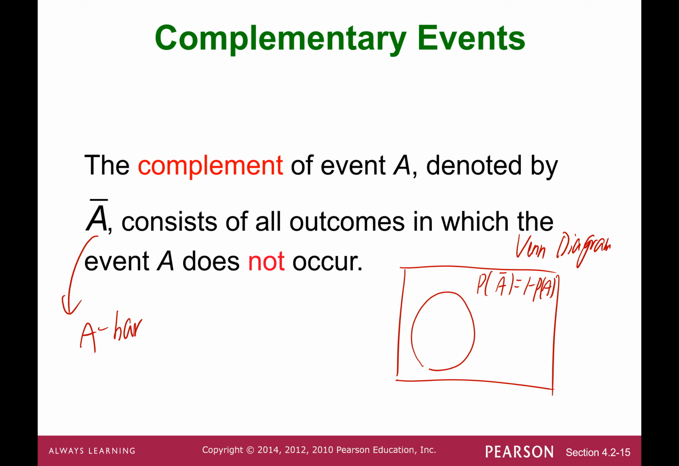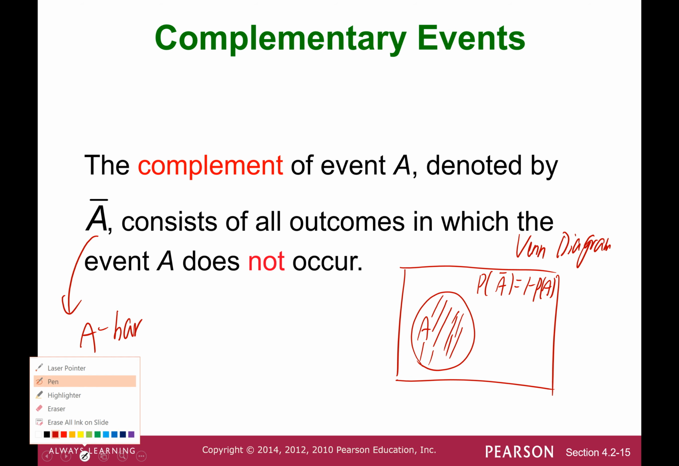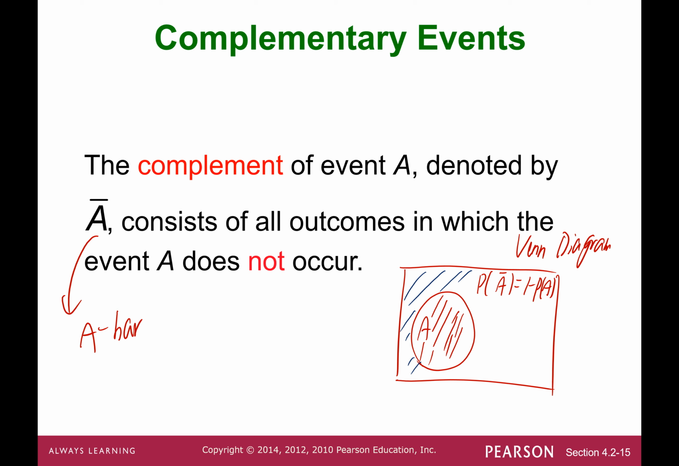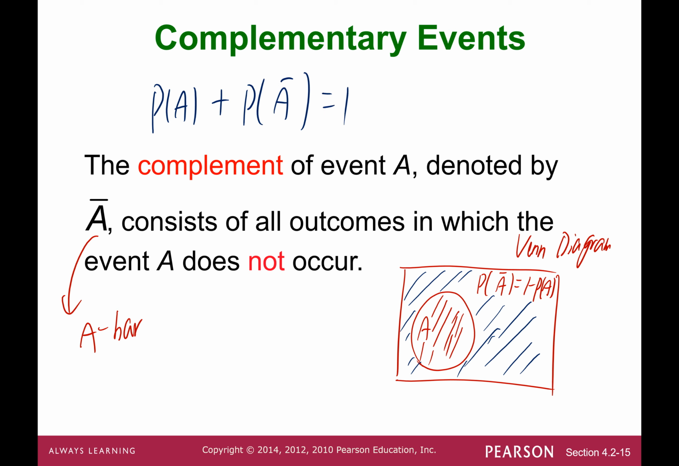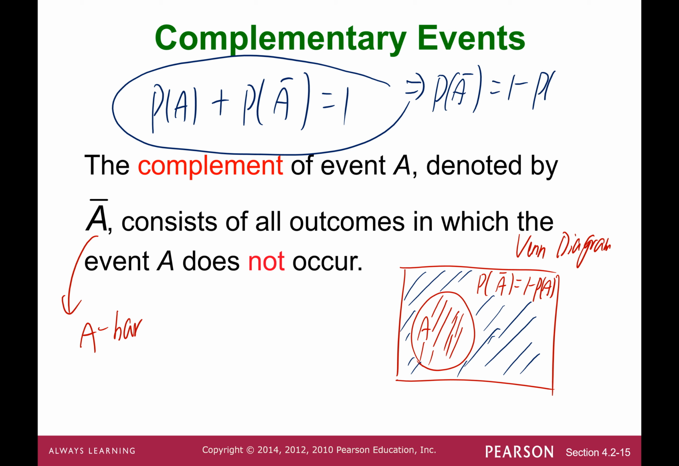This is event A. Okay. This color with the circle. A bar should be everything else. Okay, that's the concept of event A and the complement event A bar. The important thing is the probability of event A plus the probability of complement event A bar equals 1. Okay, this is the most important principle about the complement event. You can also rewrite it as the probability of the complement equal to 1 minus probability of A.